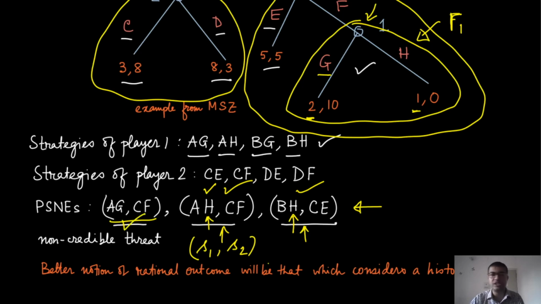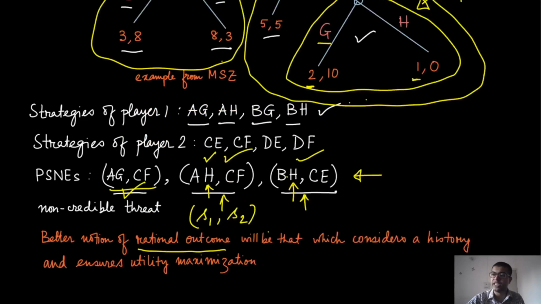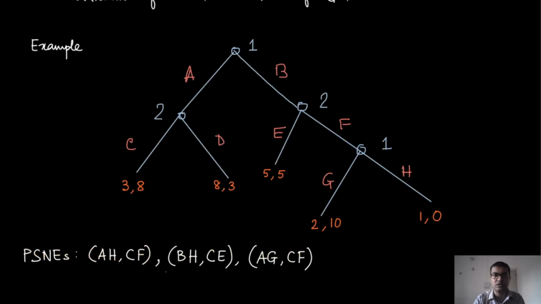Whatever is remaining, you can check that this is actually a pure strategy Nash equilibrium. You consider not only gamma 1 but all possible other subgames, and you can see that the strategies played by these players are actually the pure strategy Nash equilibrium of that subgame. This example talks about that a little more formally. You have AHCF, BHCE, and AGCF, and from what we have just discussed, you can eliminate these two strategy profiles, because they are not PSNEs at every subgame of this game.